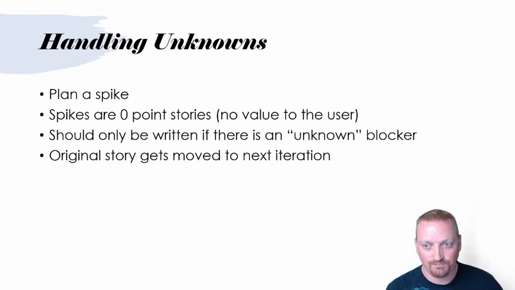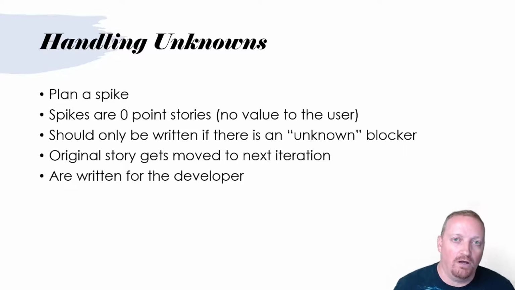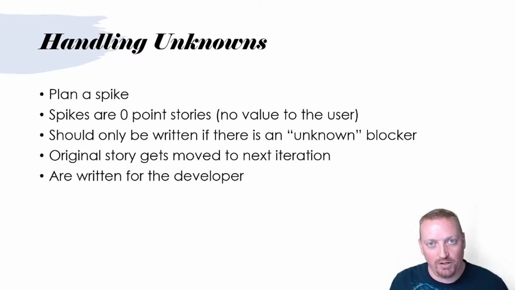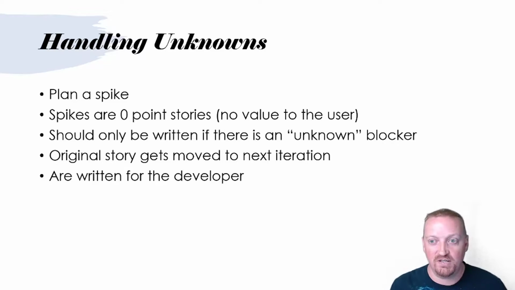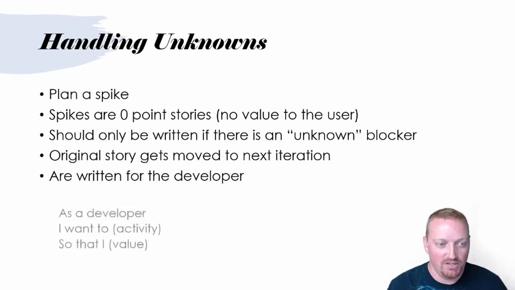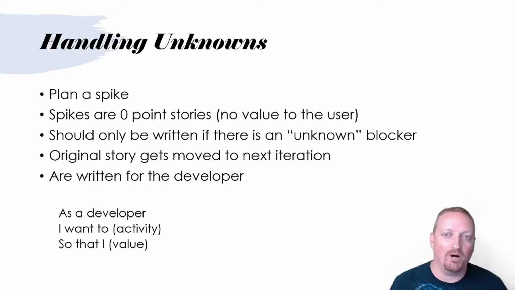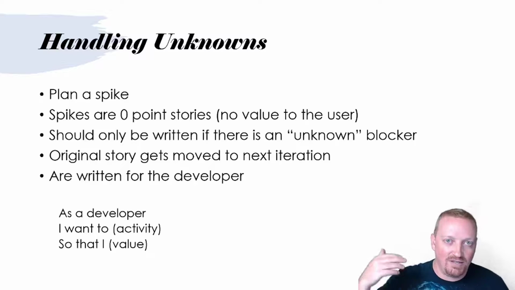Now, as opposed to user stories, spikes are actually written for the developer. So this is kind of the opposite. This is when it is okay to write a story for the developer. We would say something like, as a developer, I want to do this thing so that I can provide this value, right? So it's the same thing as a user story in terms of how it is written. It's who wants this, what they're going to do, and why it is valuable. It still follows that same format: who, what, and why.